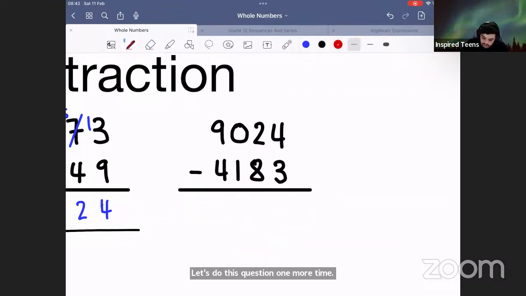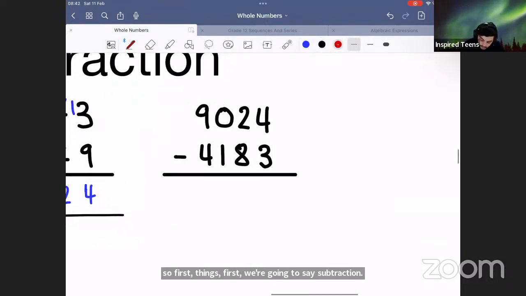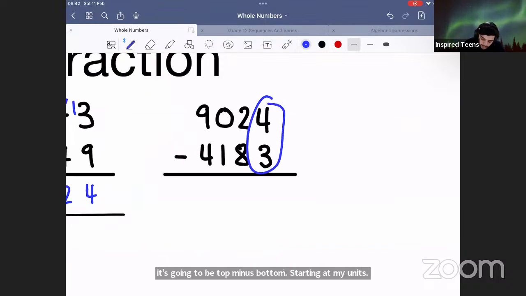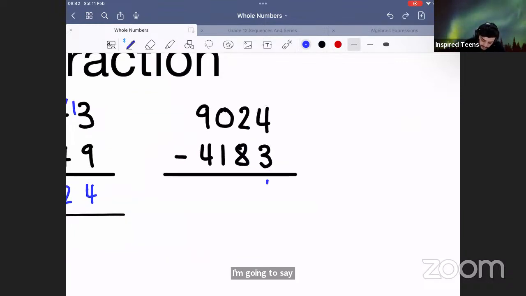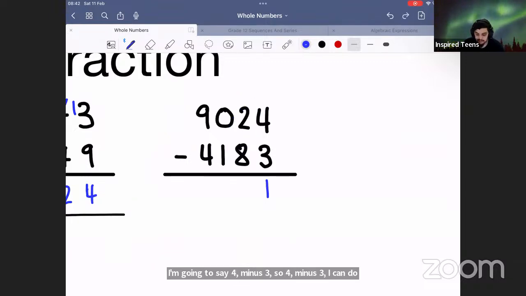Okay, so first things first, we're going to say subtraction. So it's going to be top minus bottom, starting at my units. So I'm going to say 4 minus 3. So 4 minus 3 I can do, that's 1. Then I'm going to move over to my tens, and I'm going to say 2 minus 8. 2 minus 8 cannot work because 2 is a lot smaller than 8.